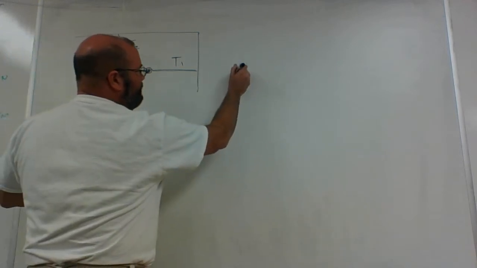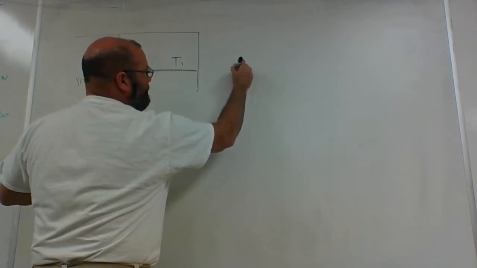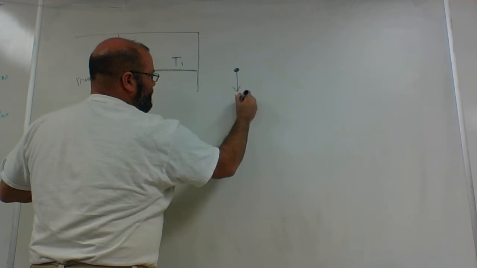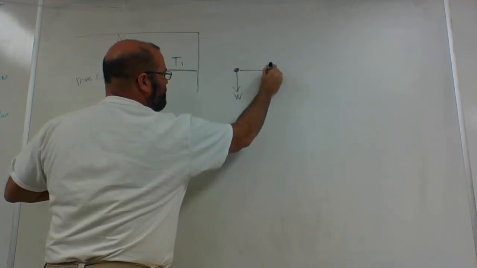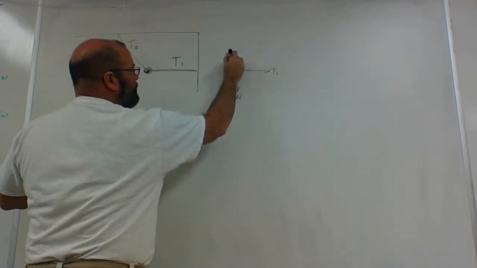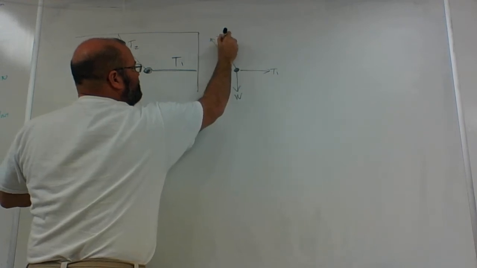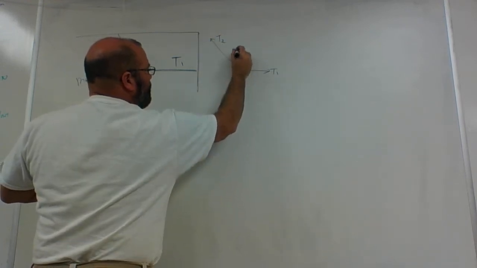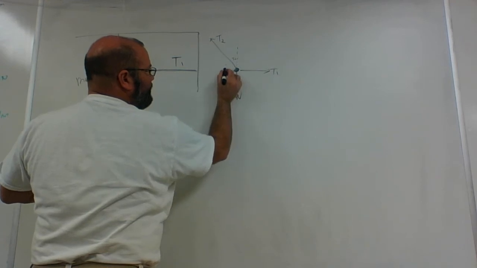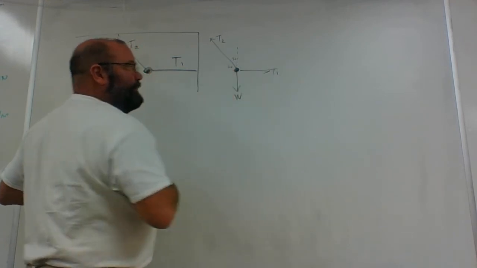First thing we want to do is draw a free body diagram. So we have the weight of the mass, we have tension 1, and we have tension 2, which in this case is at 30 degrees, or at 60 degrees.